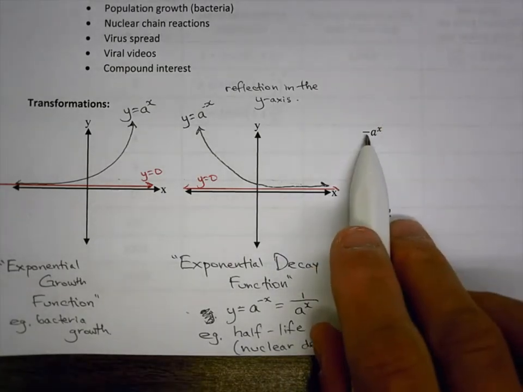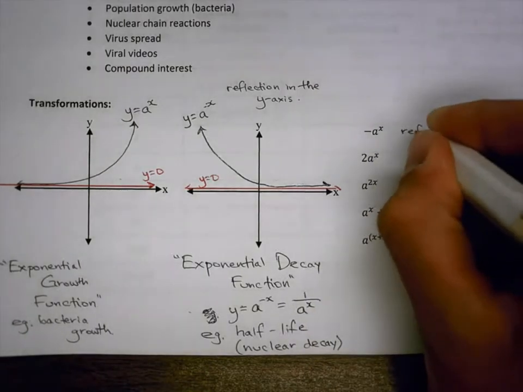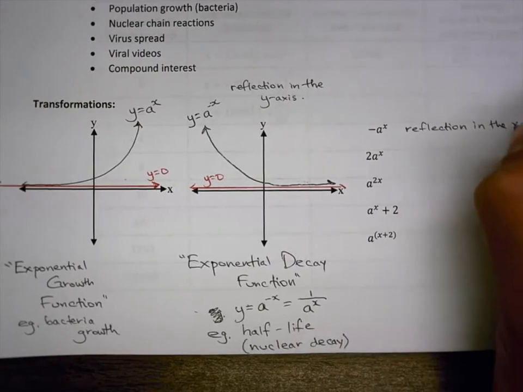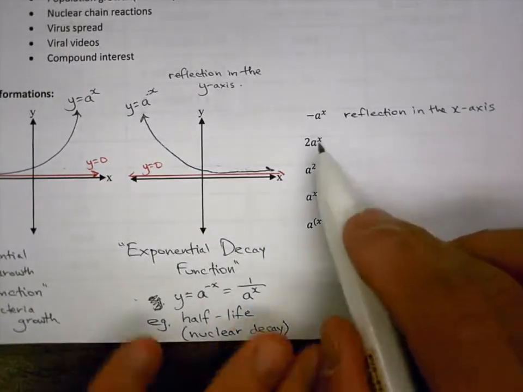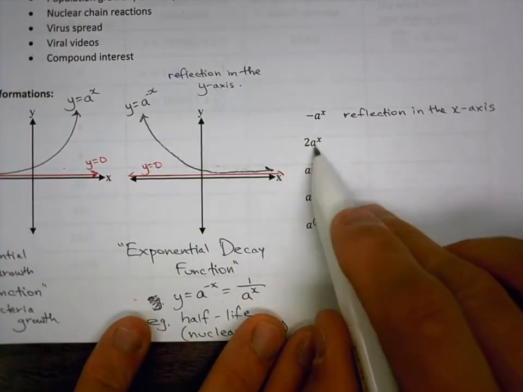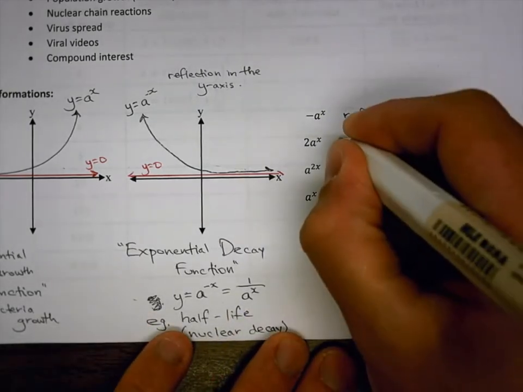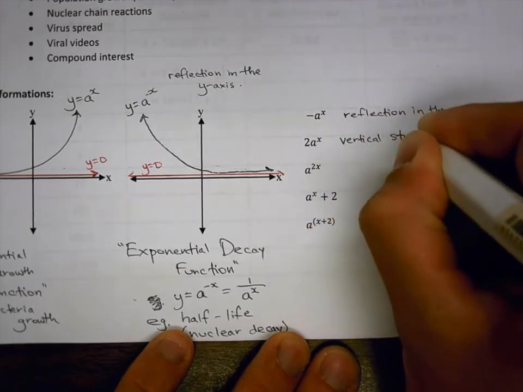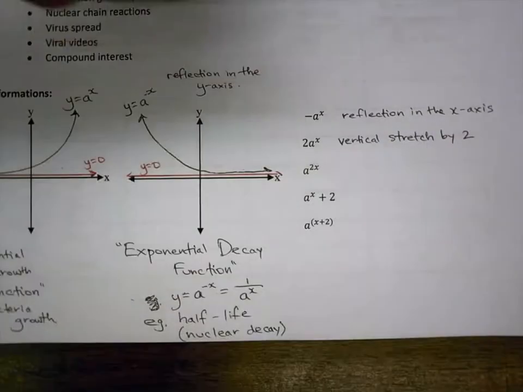So if I have a negative in front of the function, that is a reflection up-down, or a reflection in the x-axis. If I have a number multiplied in front, okay, so remember, if it's a number in front or outside the bracket, it would be something vertical. So this is a vertical stretch by 2, because it's a big number. It's going to stretch that graph out.